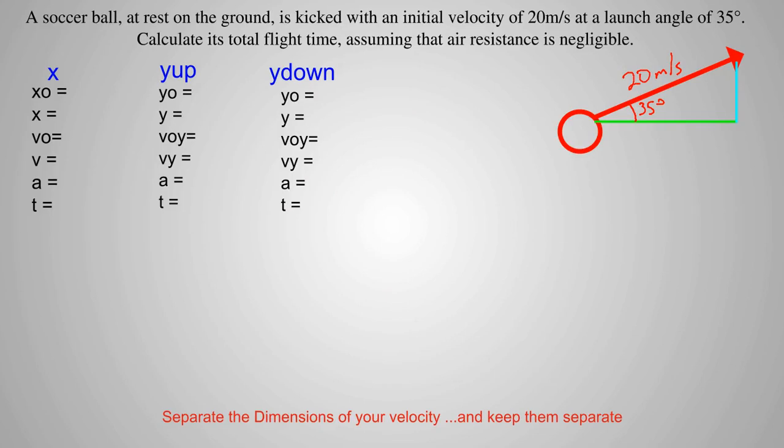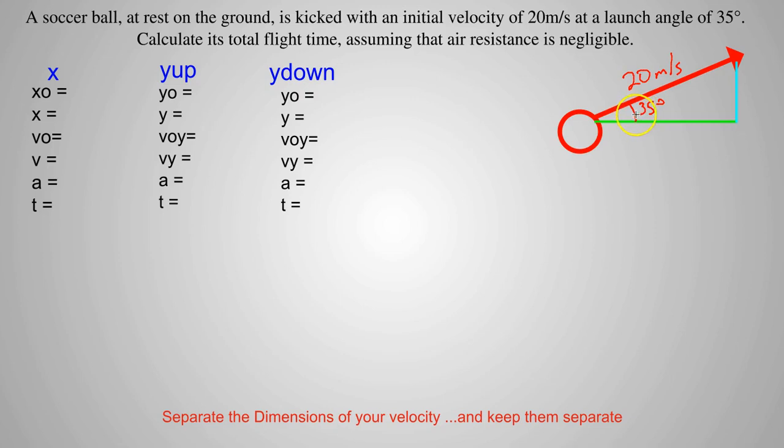A soccer ball at rest on the ground is kicked with an initial velocity of 20 meters per second at a launch angle of 35 degrees. Calculate the total flight time, assuming the air resistance is negligible. So I went ahead and pre-drew out our problem here. I have a soccer ball, initial velocity. The 35 degrees, however, is to the x-axis, all right? So launch angle, which makes sense because I want to kick a ball off the ground, not out of a 90-degree y direction, so that makes a lot more sense.